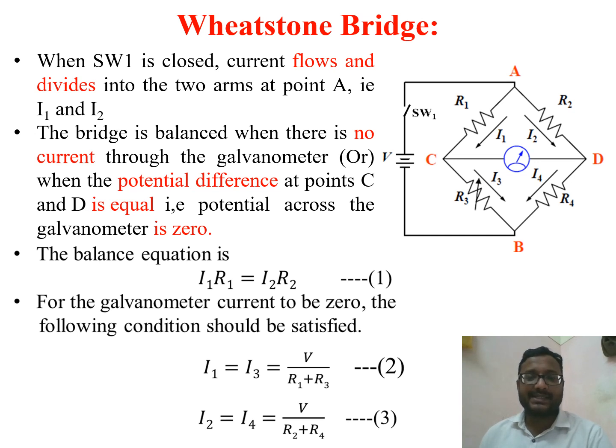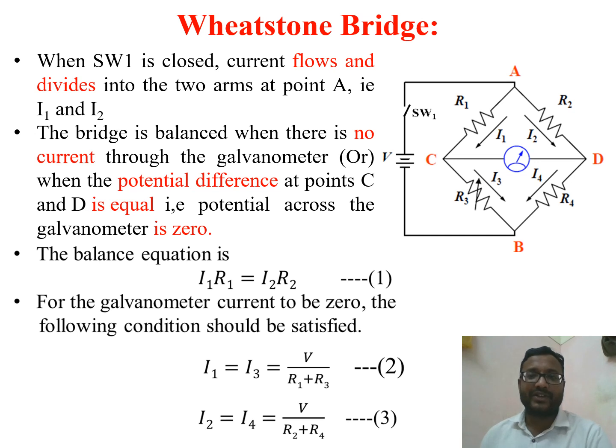Next, the bridge is balanced when there is no current through the galvanometer. We already know the balancing condition. What is that balancing condition? The bridge is balanced when there is no current through the galvanometer, or when the potential difference between points C and D is equal. So when the galvanometer current is 0, at that condition, the potential at terminal C is equal to the potential at terminal D.